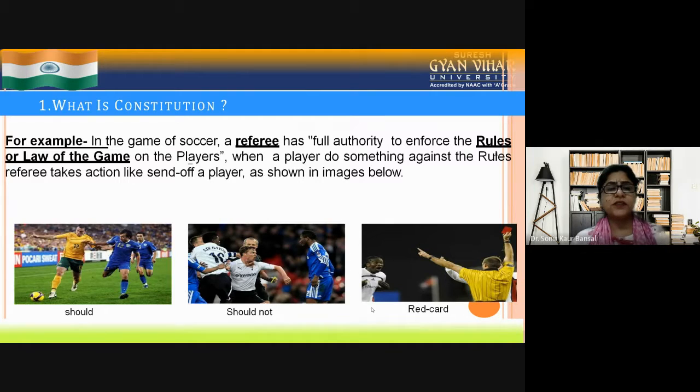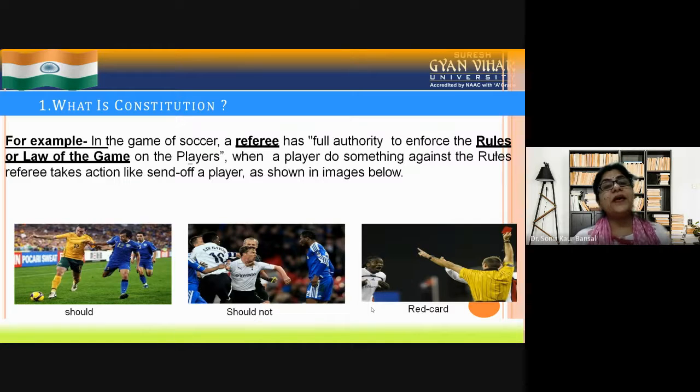It's a game of soccer, students. And a referee has full authority to enforce the rules or law of the game. So, who is having full authority to enforce rules or law on us? That is Constitution. So, in this game, the referee is having full control on the players.